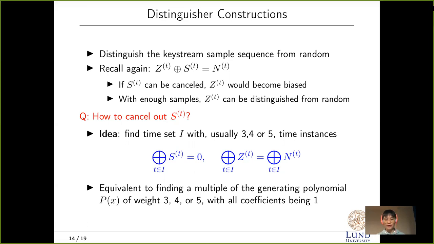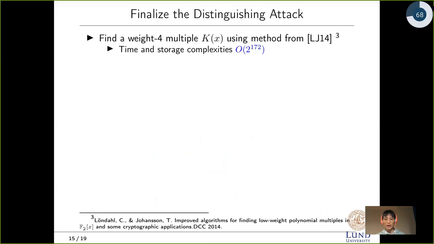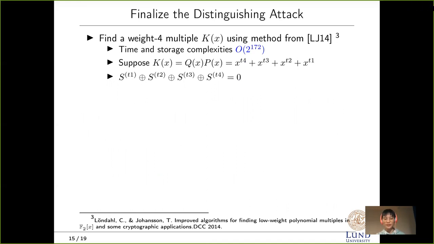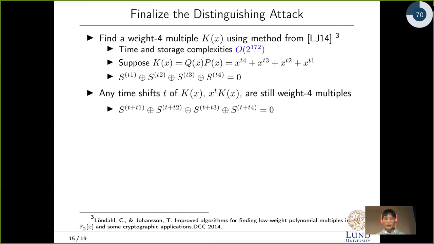This process is equivalent to finding a multiple of the generating polynomial Px of weight 3, 4, or 5, with all coefficients being 1. And there is already some research into this problem. We will use the method from a paper in 2014 to find a weight-4 multiple Kx with time and storage complexities 2 to the power of 172. Suppose the 4 time instances are T4, T3, T2, and T1. Then the XOR sum of the alpha contribution from these 4 time instances would be 0. Besides, any time shift T of Kx, which is x to the power of T times Kx, is still a weight-4 multiple. And this means that the XOR sum of the alpha contribution from these 4 time instances shifted by T clocks is still 0.